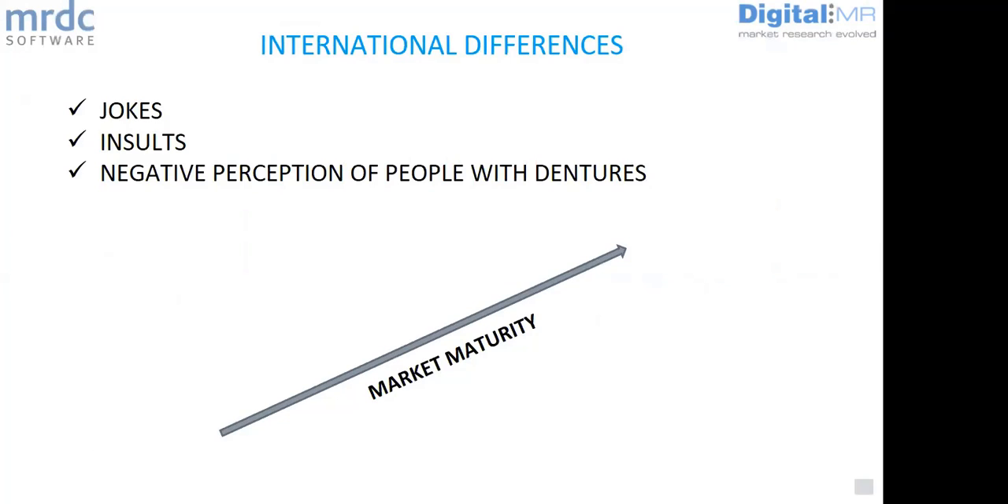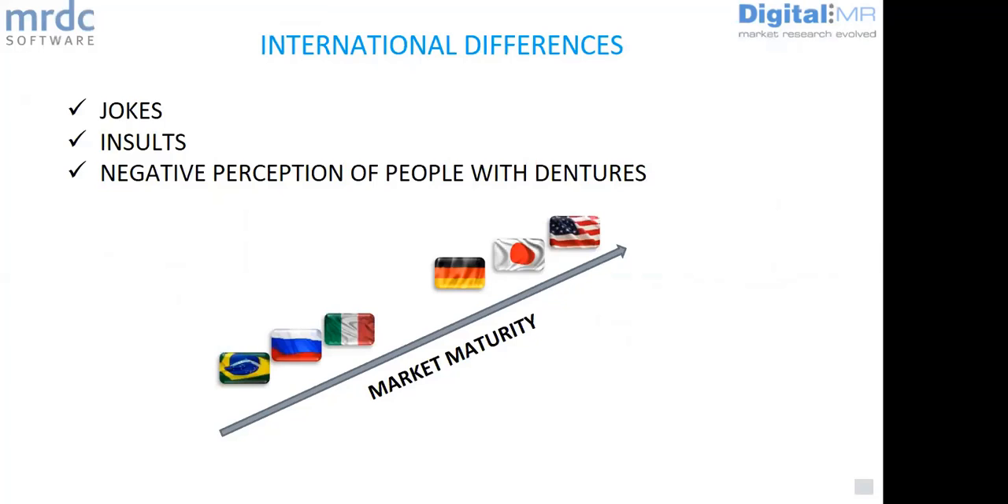All right, and just to show you an insight, how we can extract, derive insights from this data. One of the insights from this study was that the 6 markets had different degrees of maturity when it came to older people using dentures, so false teeth, and there were a lot of jokes and insults and negative perceptions, and this is how the countries ranked. So the most mature markets, which did fewer jokes and insults, were the US, followed by Japan, followed by Germany, and the worst was Brazil, where we found the most jokes and insults for older people who were using dentures.